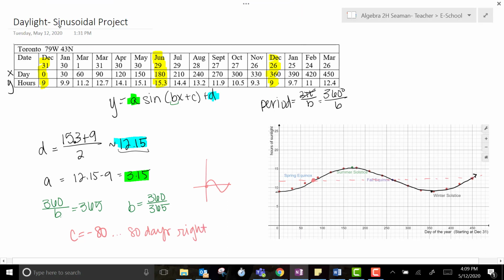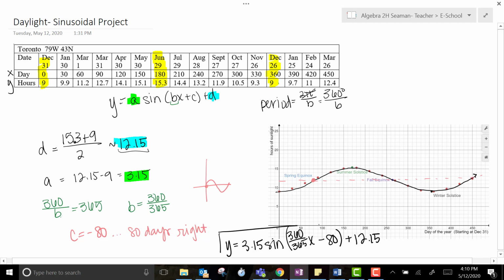So for my equation for Toronto, and remember you have to do this 3 times, it is y equals your a value, so 3.15, sine of 360 divided by 365 times x minus 80. And then right there we're going to do plus 12.15. And this is my best estimate at my equation of my sinusoidal curve.